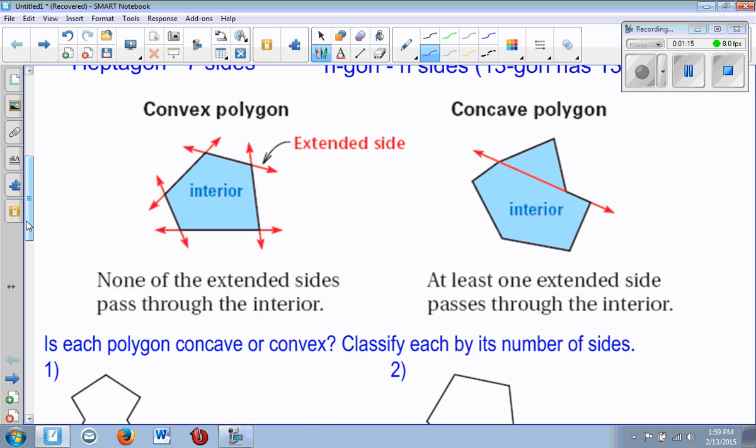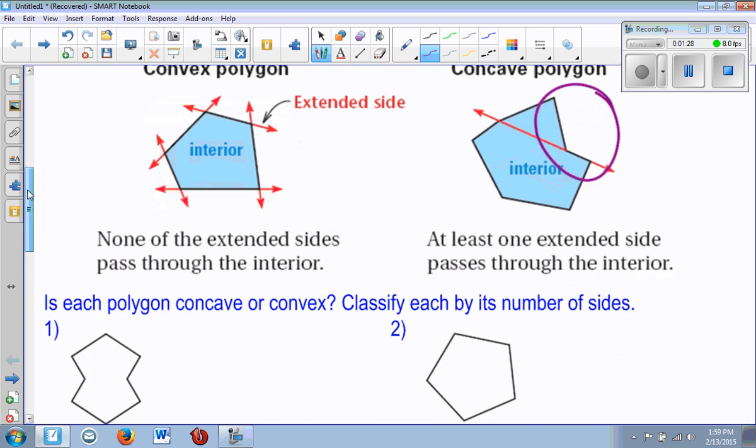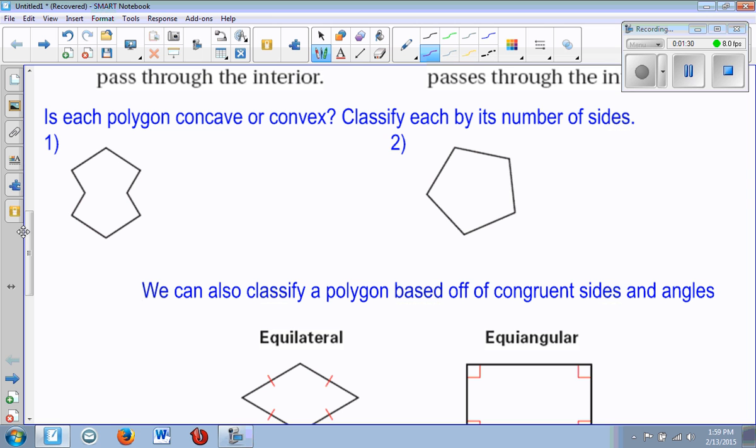2 different names for polygons: convex and concave. Concave polygons are ones that have sides that cave in, so they are called concave. Convex polygons are ones that don't have sides that cave in. In the first 2 examples, we're going to first classify whether convex or concave.